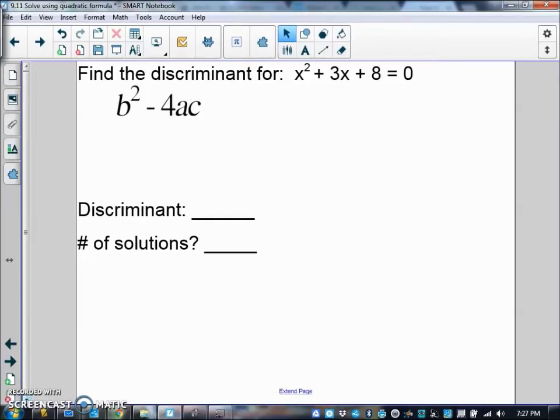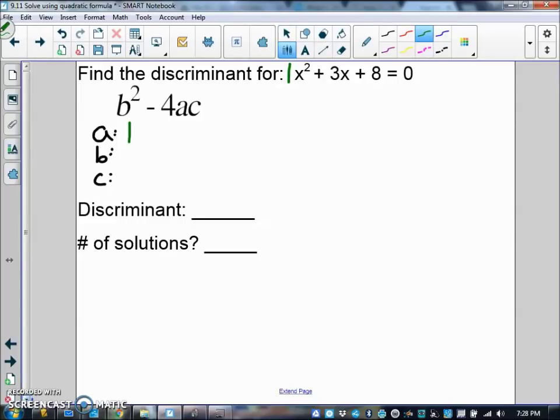Finally, for a third example, again, to find my discriminant, I will take my A, B, and C values and find them. My A value, again, is 1 here. I have x squared as my first term. The coefficient on it is 1. My B value here is the coefficient on x, which is 3. And my C value is this plus 8 here, the constant at the very end.